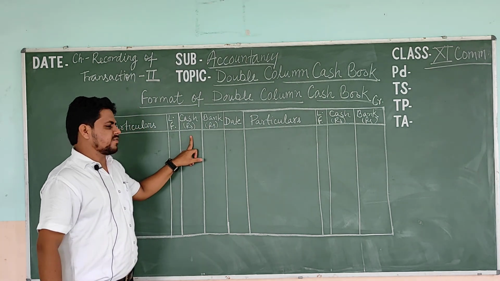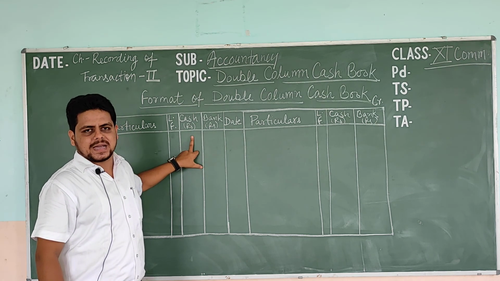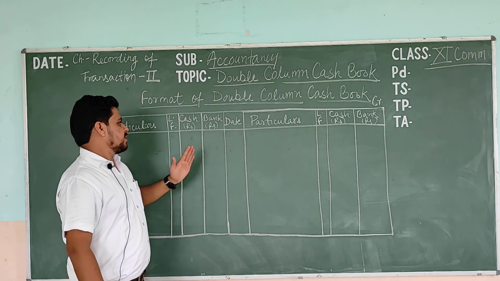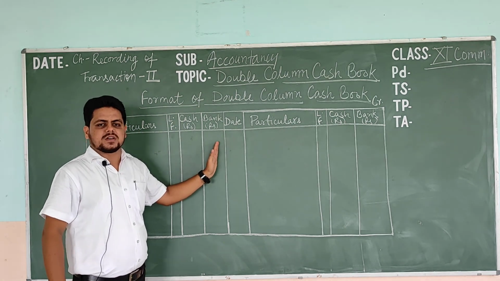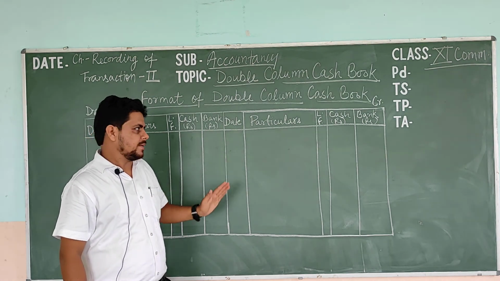Then the column of cash. If we receive money in the form of cash, we enter that amount in the cash column, and if we receive money through the bank, we enter that amount in the bank column.